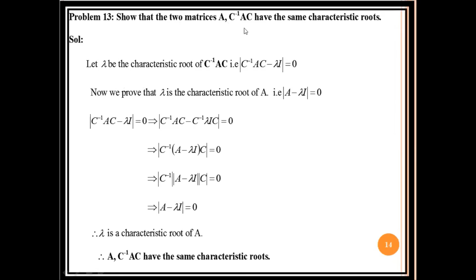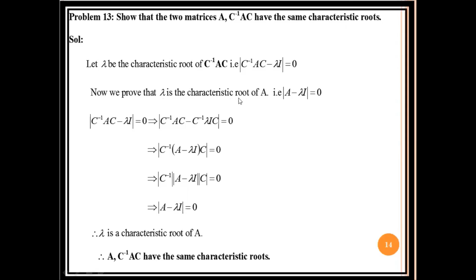So first we are going to start with C inverse AC. Take the characteristic root of C inverse AC, and now prove that it is the same characteristic root for A also, right? Let lambda be the characteristic root of C inverse AC. Means by the definition of the characteristic equation, the determinant of C inverse AC minus lambda I is equal to 0, right? Now prove that lambda is a characteristic root of A, that is the determinant of A minus lambda I is equal to 0.